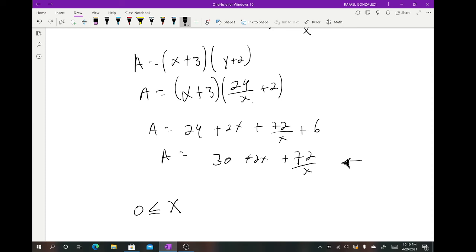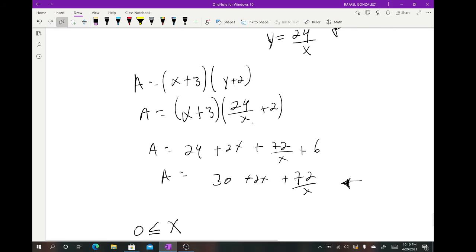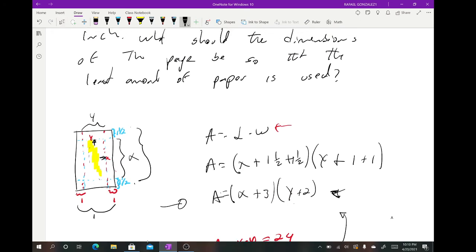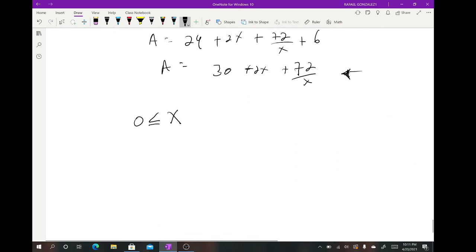In fact, this is all that we care about for this particular problem, that x is positive. x technically here could be as big as we want, because we just care about the inner area here to be 24. So the outside could be as big as we want it to be or need it to be. So x definitely has to be positive.